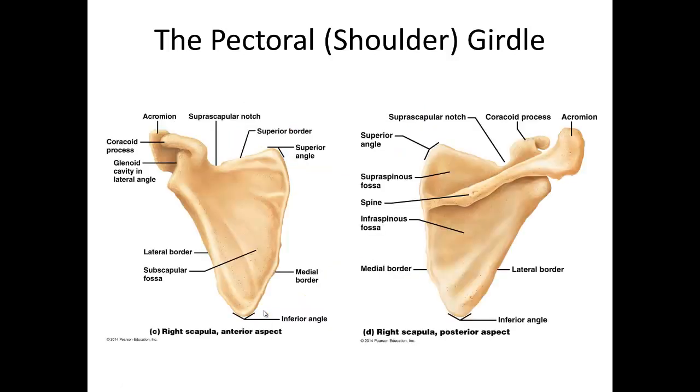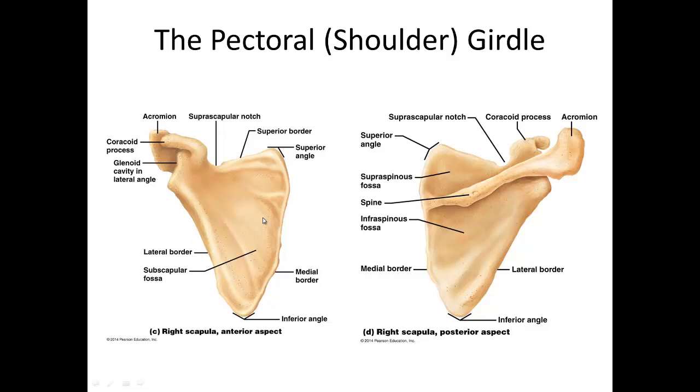Moving on to the scapula, we can see that the scapula is a relatively large flat bone. It has a glenoid cavity, which serves as the articular surface for the upper extremity, specifically the head of the humerus. Here we can see the acromion process that serves as the attachment site for the clavicle.